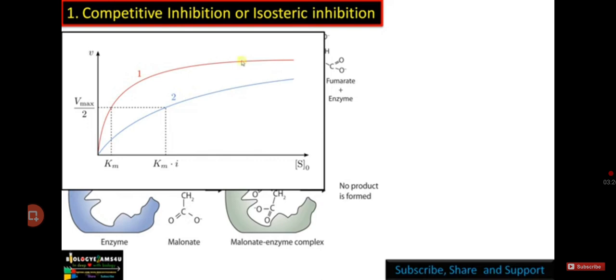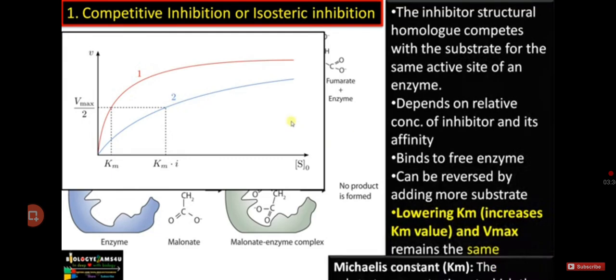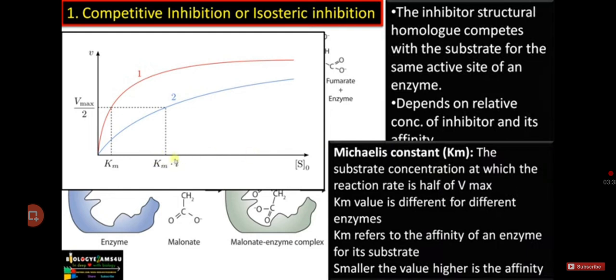This is a Michaelis-Menten graph of competitive inhibition. As you can see, this red one is without inhibitor and this blue one, number 2, is with inhibitor. Let me add one or two points on Km. On the x-axis, this is Km. On the y-axis, Vmax or velocity.